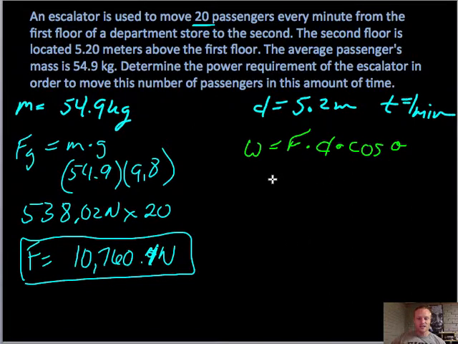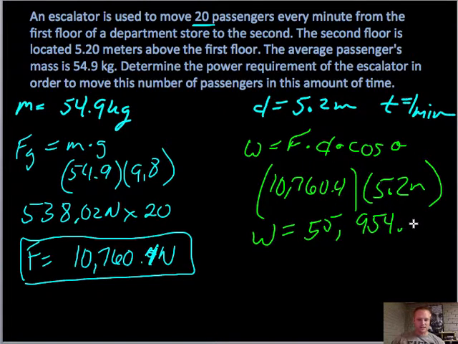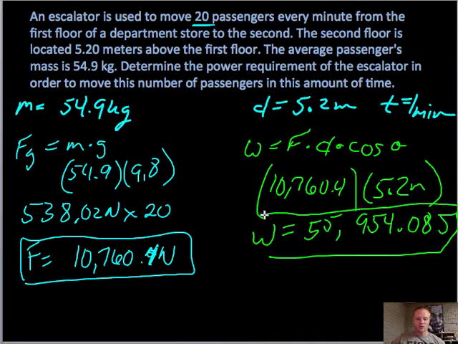So my force is 10,760.4 newtons times the distance, which they tell us in the problem is 5.2 meters. And if you do this math problem right here, I get a total work of 55,954.08 joules. Okay, that is my total amount of work.